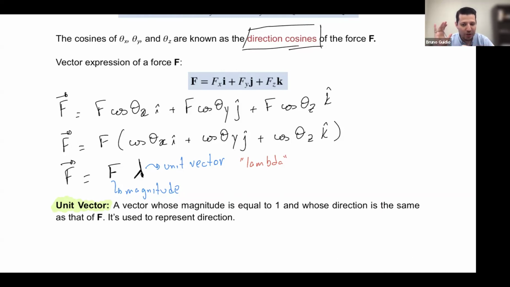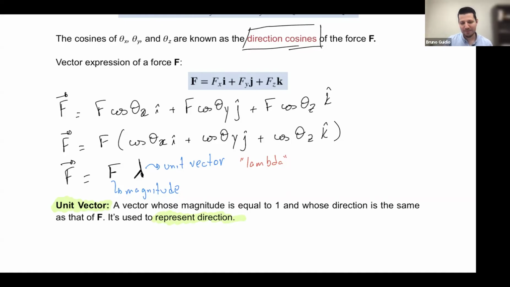Because this unit vector, take a look, its direction, okay, is the same as that of F. It is used to represent direction. Let me highlight this here. Okay, represent direction. Meaning that once we combine these direction cosines, now we have this unit vector whose job is to tell you the force vector is going in this direction, and then we multiply by the magnitude, then we have the full vector.